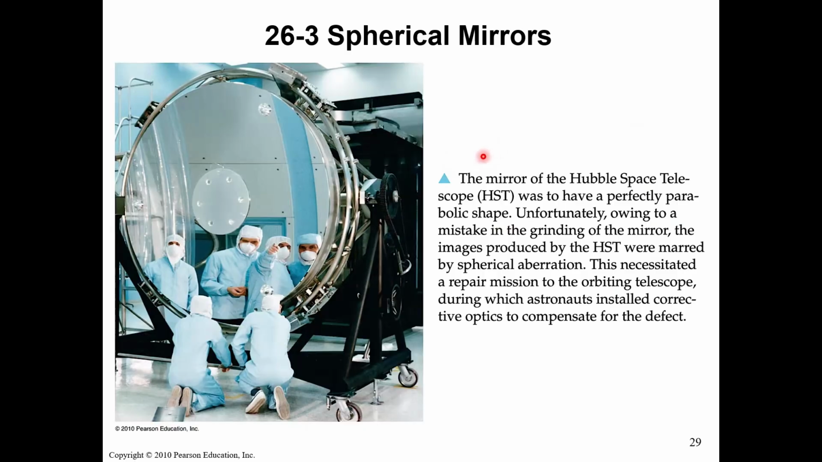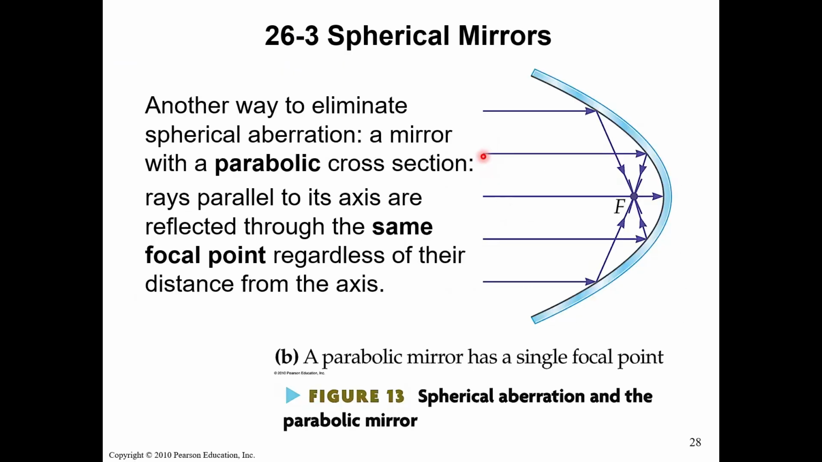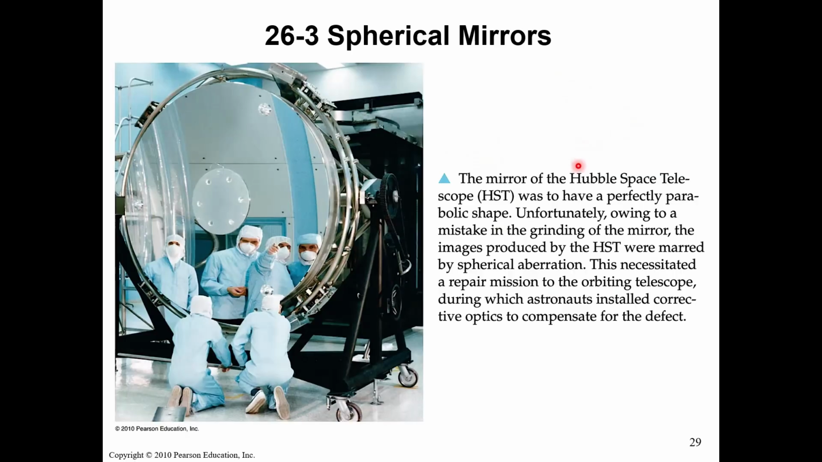So if we want to form a perfect image with a concave mirror, we need to make a large parabolic mirror. And this is what we use actually in the Hubble Space Telescope, HST. So we need to have a perfectly parabolic mirror in here, and it forms a perfect image in here.